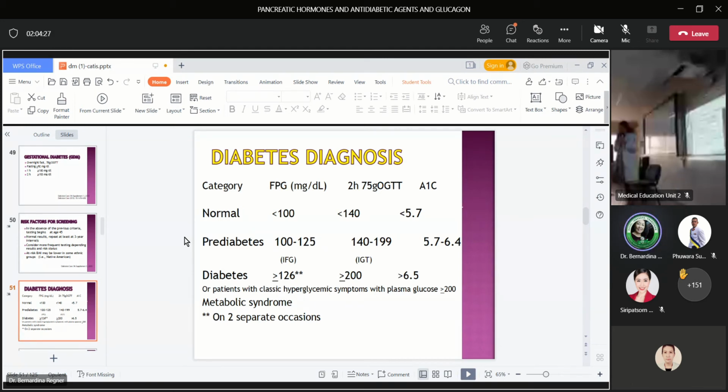Determinations and decision making, and how you are going to approach your patient with diabetes mellitus. Okay? So in patients with classic hyperglycemic symptoms with plasma glucose of more than 200, and you have a condition known as metabolic syndrome, we have discussed this already.